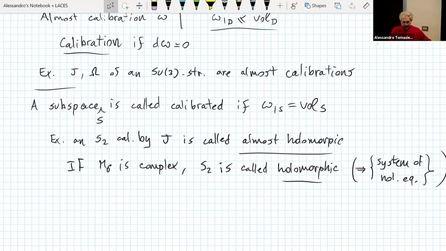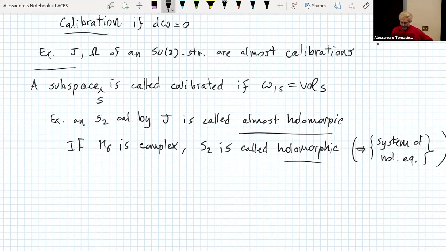This calibration story is interesting because it helps you put bounds. Remember that I mentioned these holomorphic subspaces, because mathematicians are interested in counting them, and mirror symmetry in Calabi-Yau's gave you a very efficient way of counting them. It even gave generating functions for all the possible holomorphic subspaces in any homology class. In particular, it helps you put a bound on the volume. Suppose S_k is calibrated. Consider another S prime_k in the same homology class.